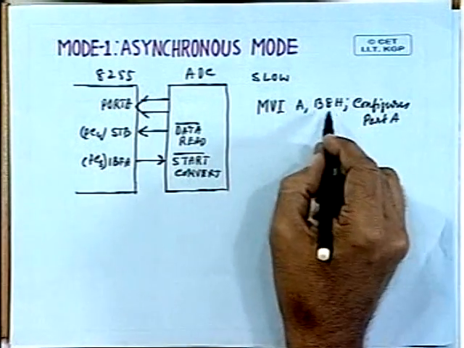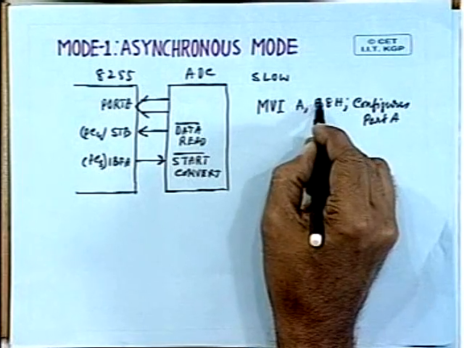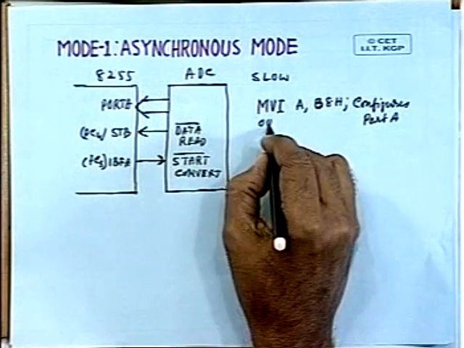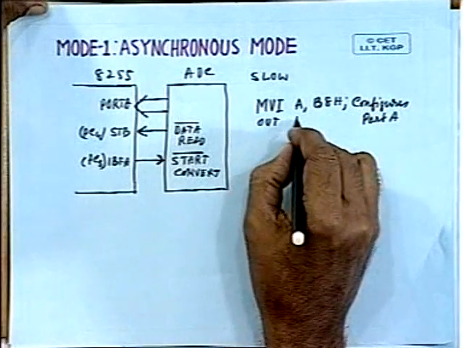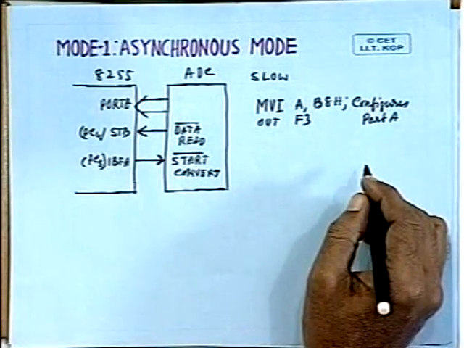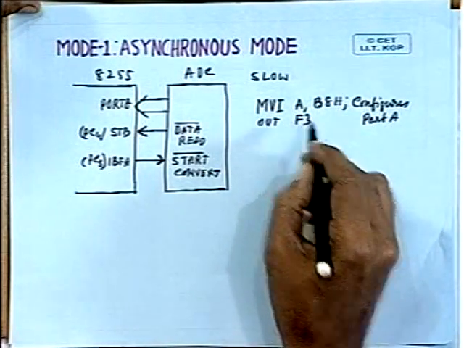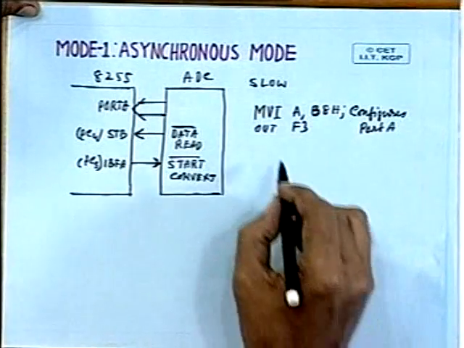And after the configuration, this value has to be transferred to the control register. To do that, you have to execute OUT F3. We have assumed that the address of the control register is F3, the way the device decoder circuit is made.